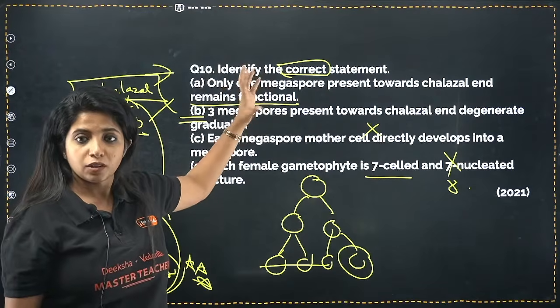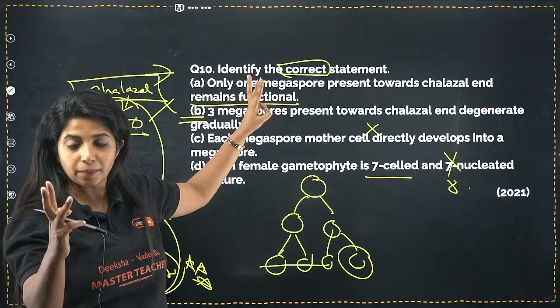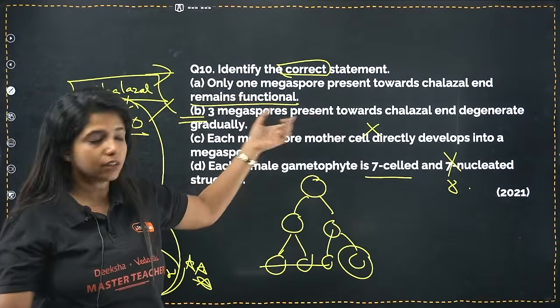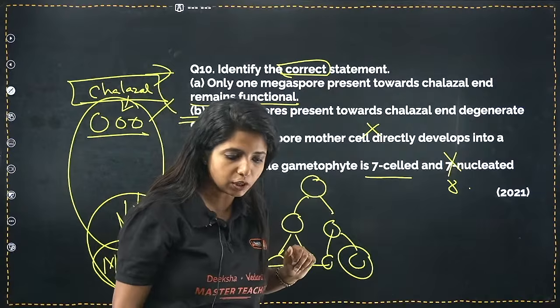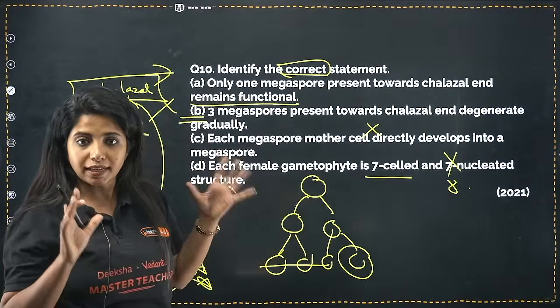That will be wrong. The one that remains, there are 3 of them, and those 3 are going to get degenerated. So 3 megaspores present towards the chalazal end are going to degenerate. That is the correct answer for this particular question. Okay, I hope that is clear now.